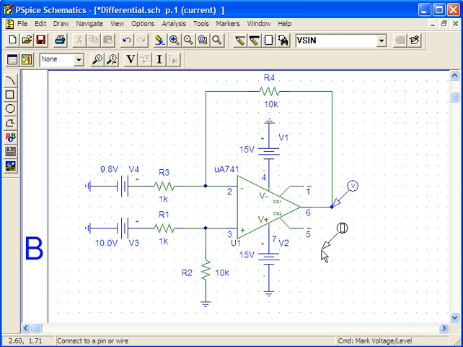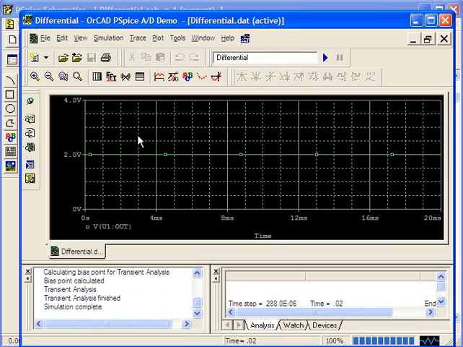Simulate the output signal. The simulation result shows a flat line with a magnitude of 2 volt. Think about it. Does this make sense to you?